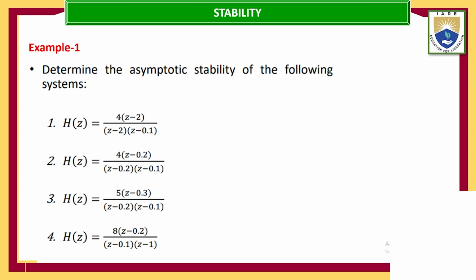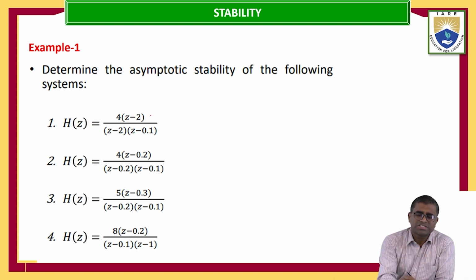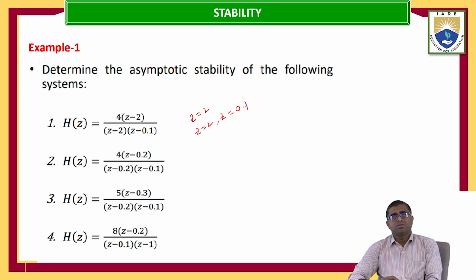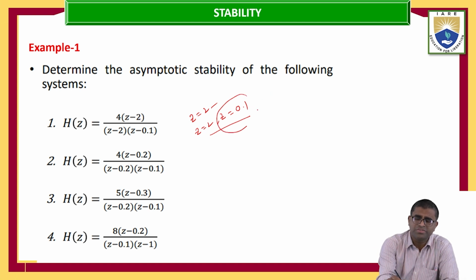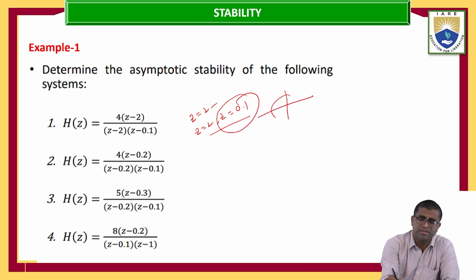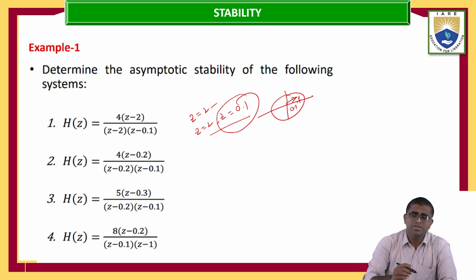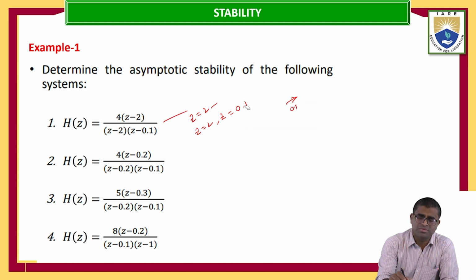Take the first one. Whether it is asymptotically stable, we have to determine. First of all, assign the poles and zeros locations relative to the unit circle. For the first one, z equal to 2 is a zero. Again, z equal to 0.1 is the pole. Where is the pole location? Within the unit circle. One pole is within the unit circle, that is 0.1, and the unit circle radius is 1. So it is asymptotically stable.